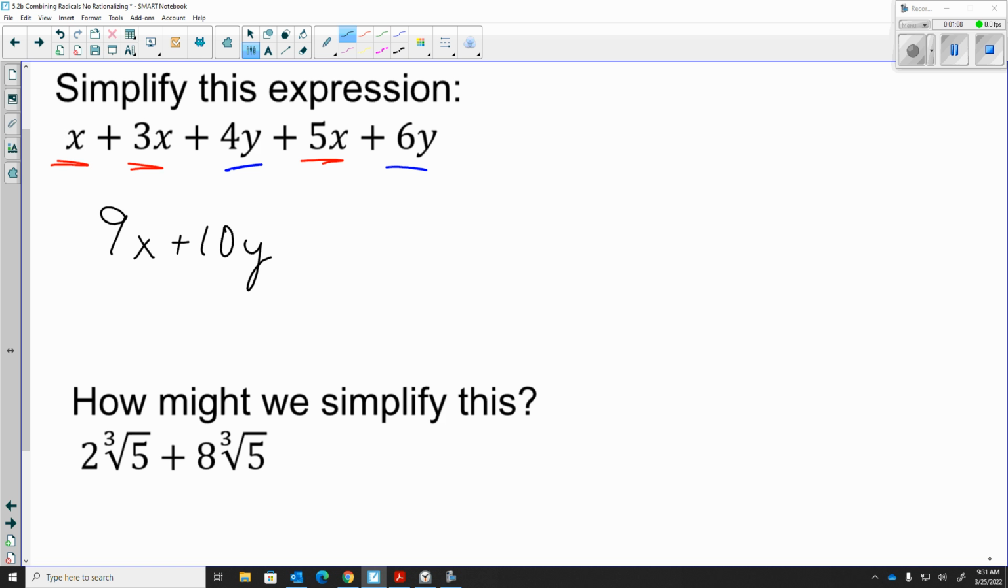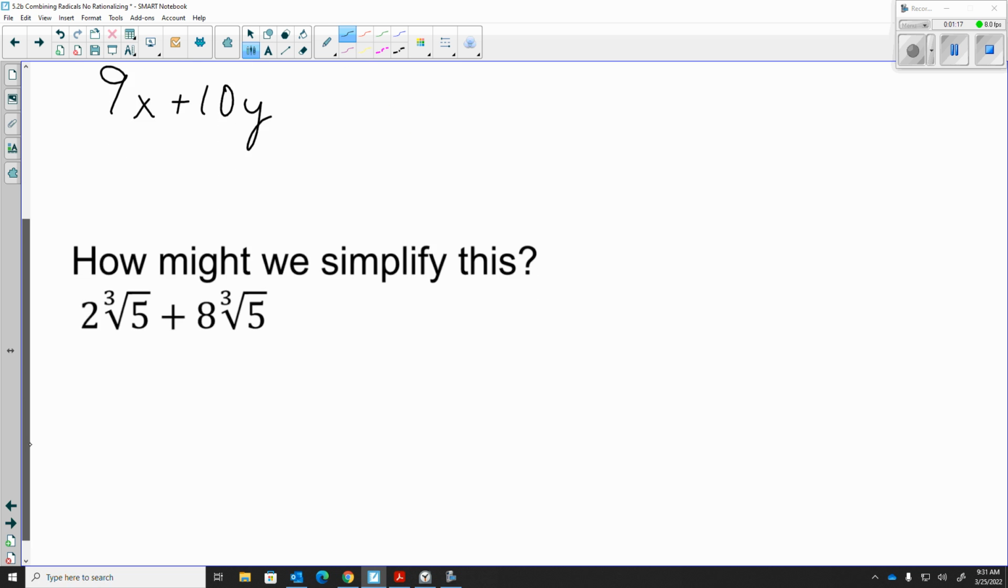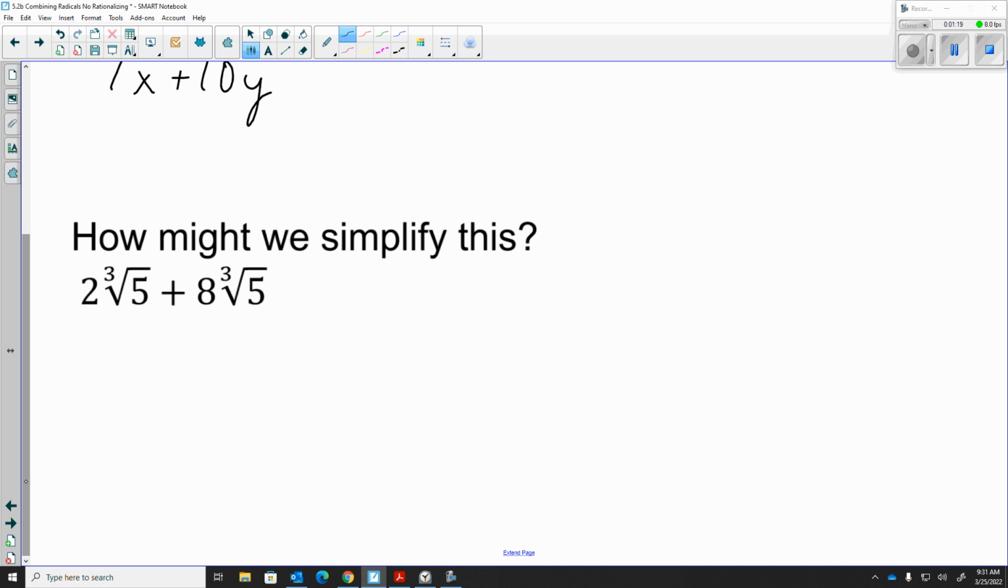Not too bad. Well, what if you had this? 2 cube root of 5 plus 8 cube root of 5. They have the same index. Yep. So it's the same index. It's the same. Remember, the fancy word for that is the radicand. So that's the same. What does that mean about these things? They're the same. They're like radicals.